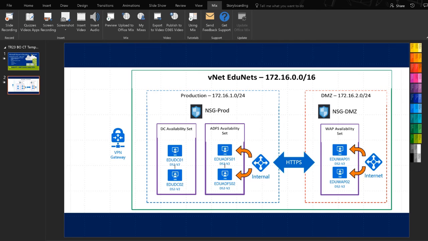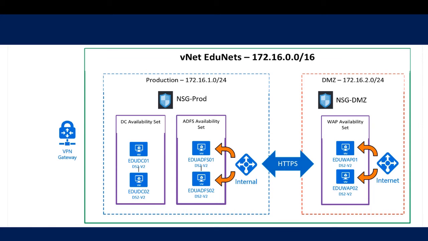So just a quick review here. Our deployment is the EDU VNets, the subnets for those, the network security groups for each. Then we deployed our availability sets, all of them. We deployed all of our VMs. We deployed our load balancers.